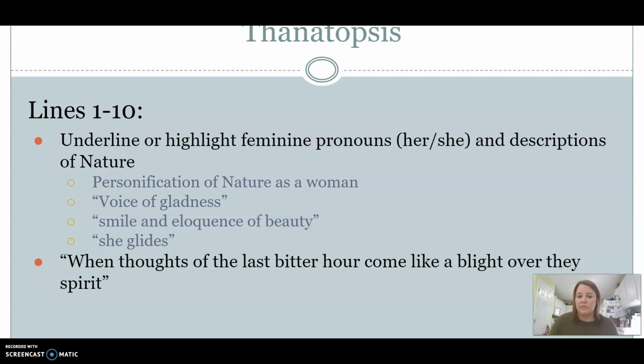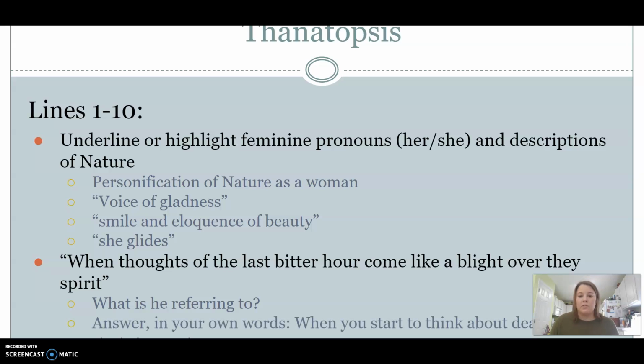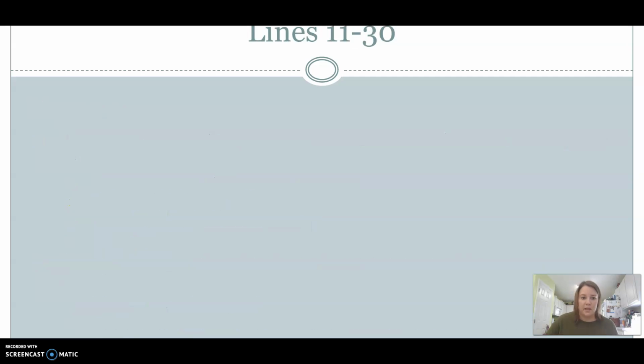Then we have a bit of a shift. The author starts to think about thoughts of the last bitter hour. Basically what this means, what he is referring to here, is what happens when you start to think about your last bitter hour, and that really bums you out. So when you start to think about death and it starts to upset you, what should you do? The author has an answer to that in lines 11 through 30.